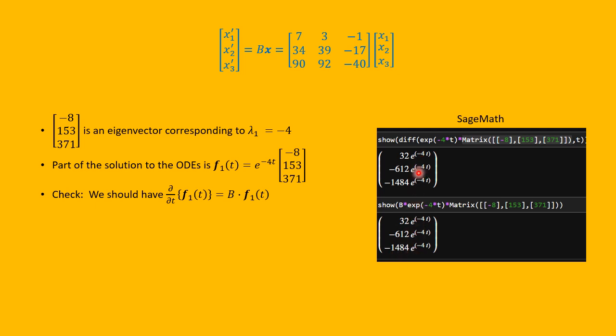If we look at this column vector and this column vector, we see that they are identical. So the left-hand side of this equation, which is computed by SageMath, is this. The right-hand side of this equation, which is computed in SageMath as equaling this, they are the same. They are equal.